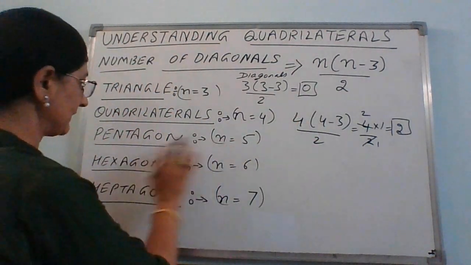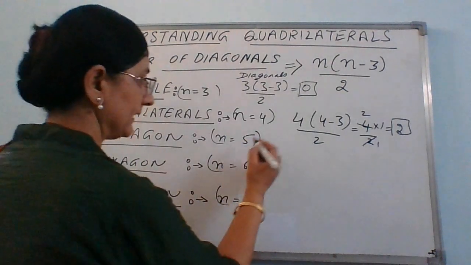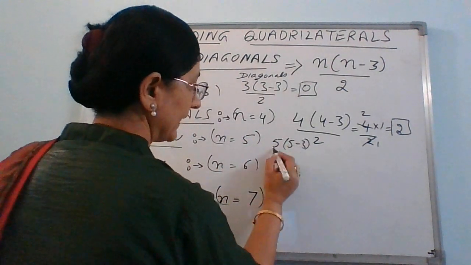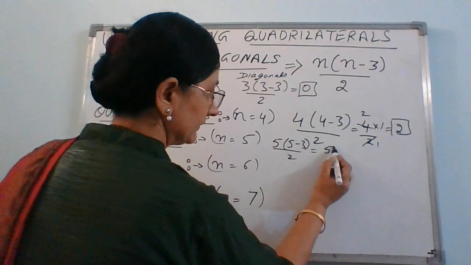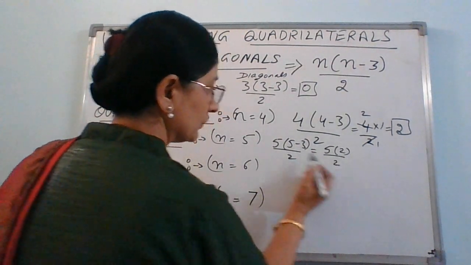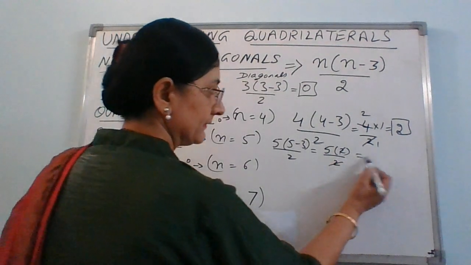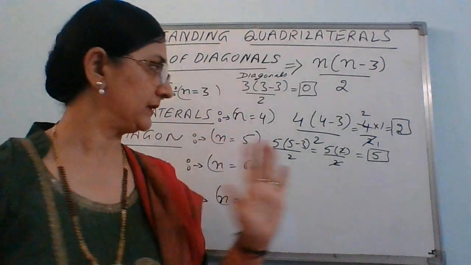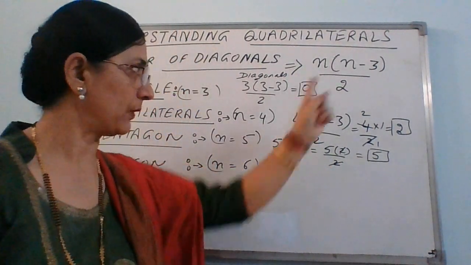Okay. Now let us find out for pentagon. Pentagon n is 5. So let us substitute here 5. 5 into 5 minus 3 by 2. So it becomes 5 into 2 upon 2. 5 minus 3 is 2. The 2 gets cancelled and we are left with 5. So how many diagonals can we make in a pentagon? We can make 5 diagonals by this formula, right?